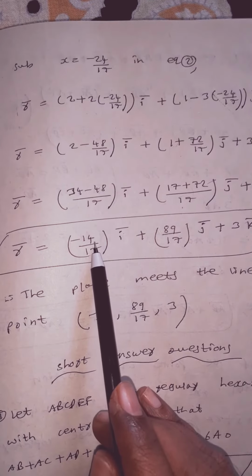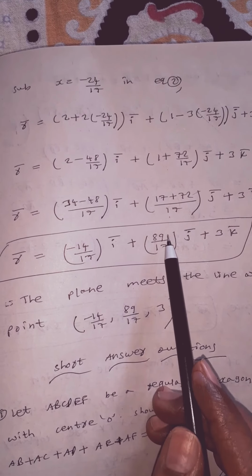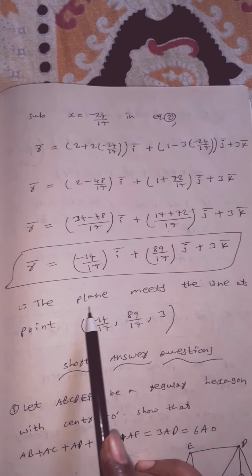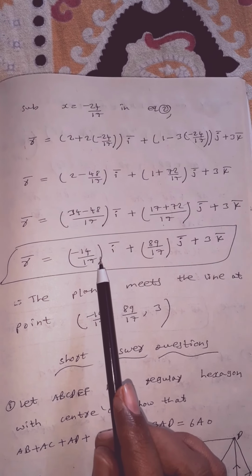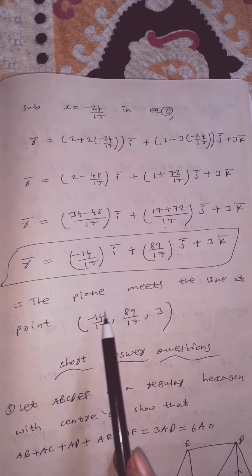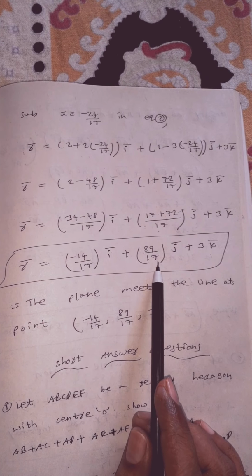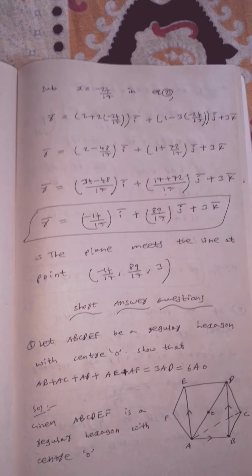So 34 minus 48 is minus 14 by 17 i bar. 17 plus 72 is 89 by 17 j bar plus 3k bar. Therefore the plane meets the line at the point minus 14 by 17, comma 89 by 17, comma 3. Is it clear, children? It is very important.